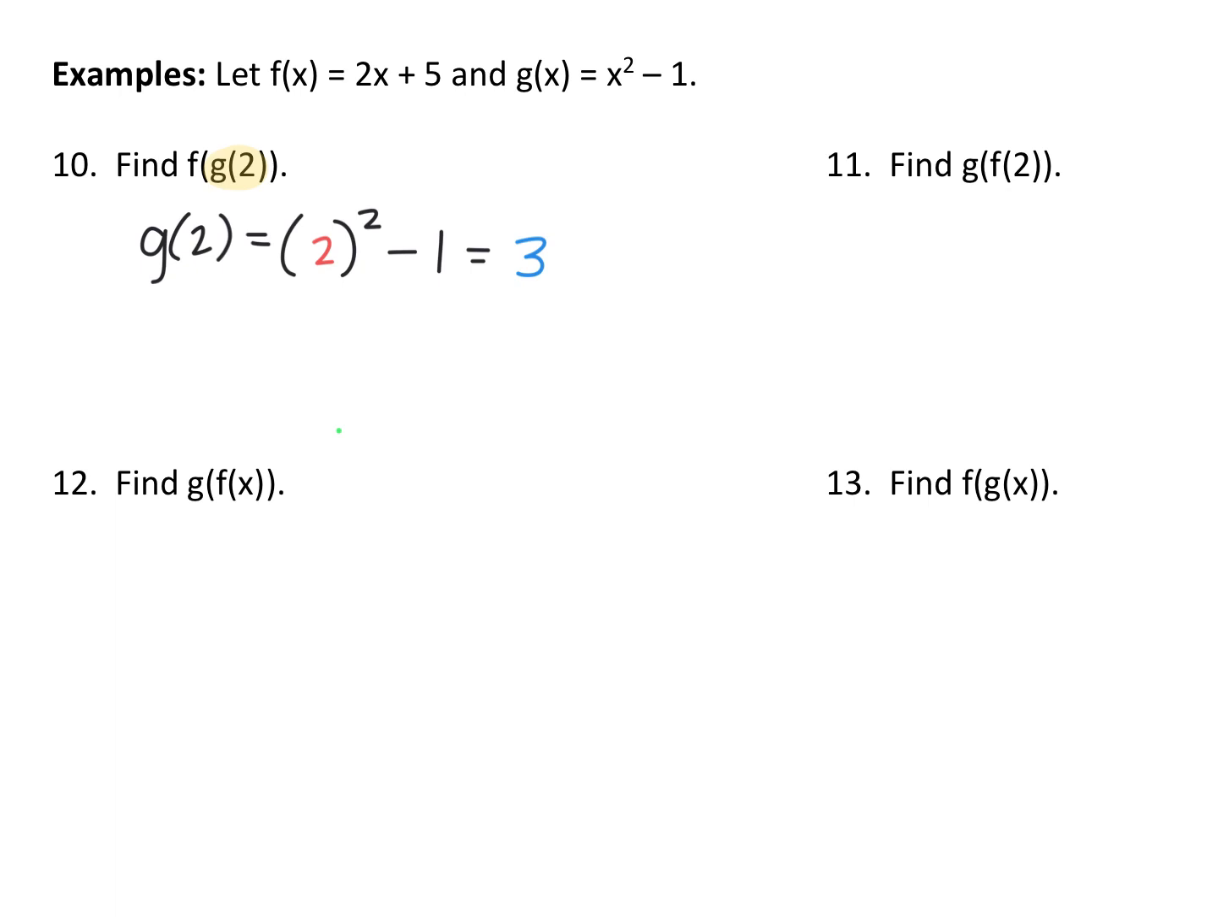Now I want to know what's f of g of 2. So now what do I plug into f? What do you think? 3. Yeah. So f of 3 is, okay, we're plugging into 2x plus 5. So instead of x, we're going to put 3. So again, this is hopefully some mental math that you can do. Feel pretty confident. 2 times 3, 6 plus 5. What is f of g of 2? 11. Huzzah, you've done it.